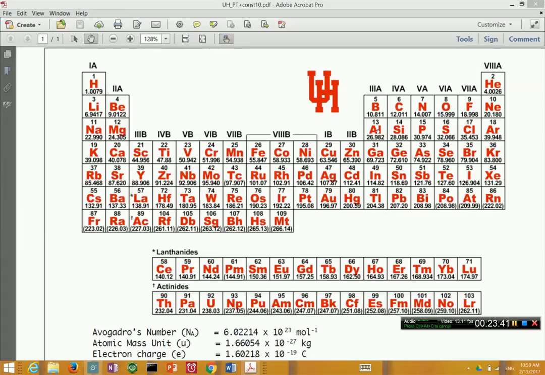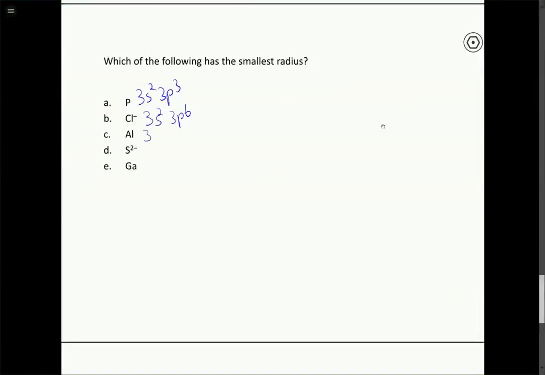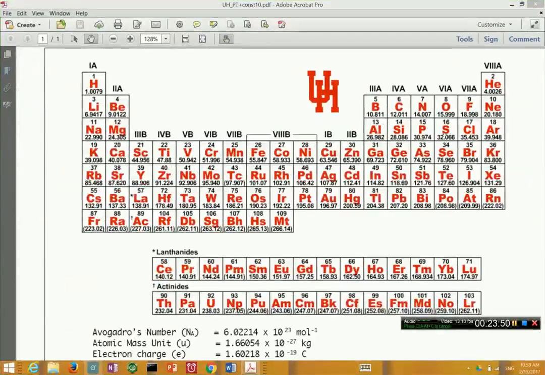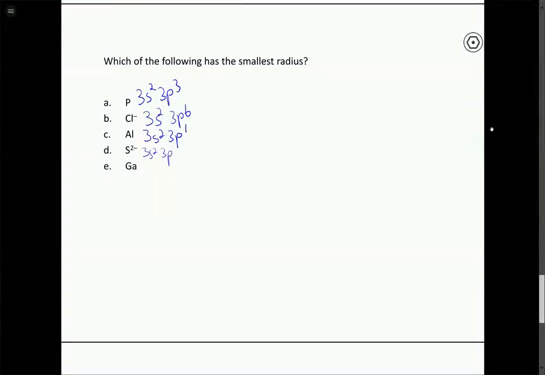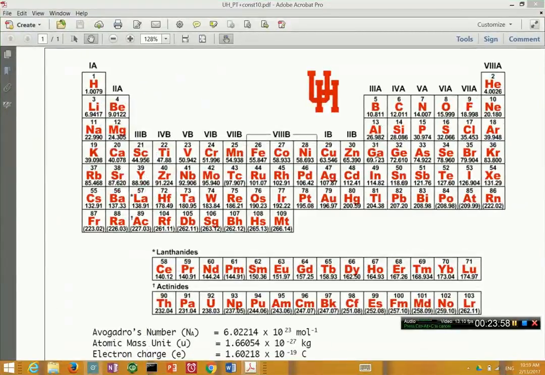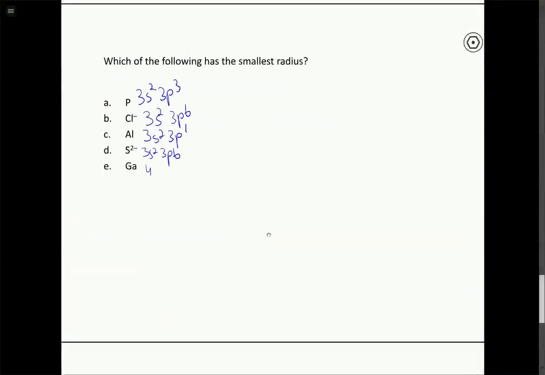Aluminum is also in the 3p. It's going to be 3p1 in this case. And then S2 minus, same story. Right here in the periodic table, you add 2 electrons, it becomes 3p6. And then finally, gallium is down below, and it's going to be 4s2 with those 3d electrons as well. But the point is that the last subshell that's filled in gallium is 4p. So if we're looking for smallest radius, the first thing we should do is pick the one that has its valence electrons in the lowest shell number. So this one is going to be the 4th shell. All the rest are 3rd shell, so we can eliminate this one.